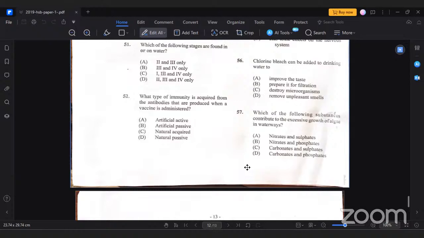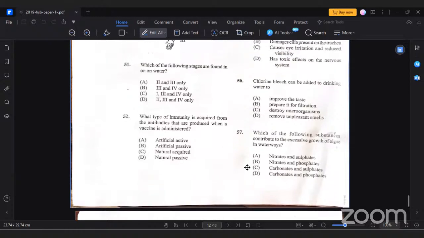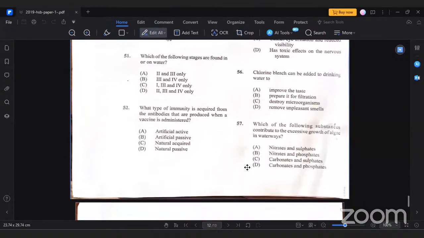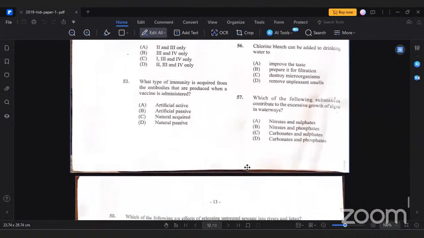Now, where were we? We were at 56, and I would have asked, why would we add bleach to drinking water? Is it A, to improve the taste? Is it B, to prepare it for filtration? Is it C, to destroy microorganisms? Is it D, to remove unpleasant smells?